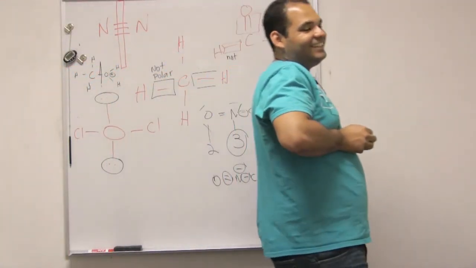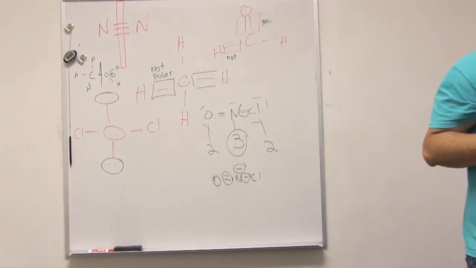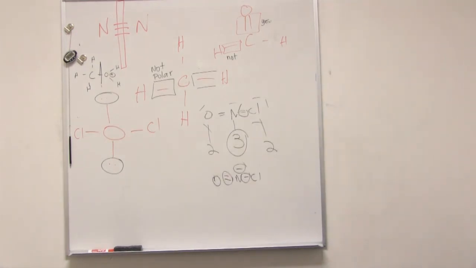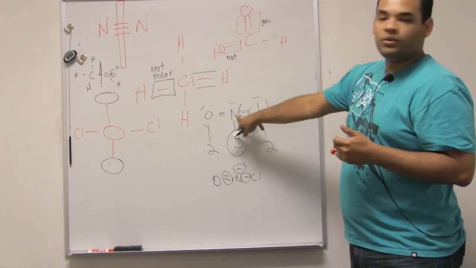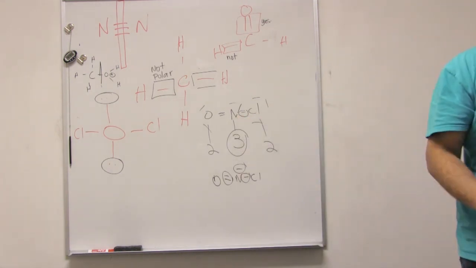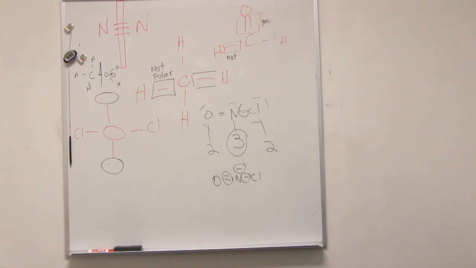So this isn't symmetric, and there is a lone pair on my central atom. It's not symmetric. It has a lone pair and this guy here is a really polar bond. So then it's a dipole. It's a dipole.